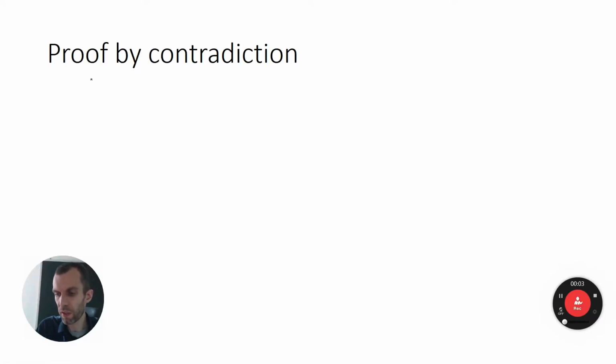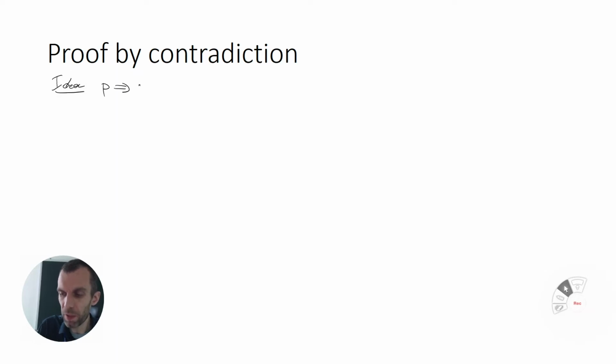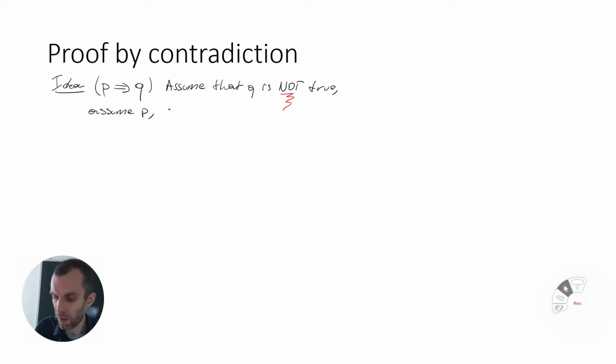So for the next proof technique, we're going to reason by contradiction. And here the idea is that we have an implication P implies Q that we want to prove. And so what we're going to do here is we're going to assume that Q is not true. And we'll still assume P, that's the thing that we're given, and then we'll try to obtain a contradiction.